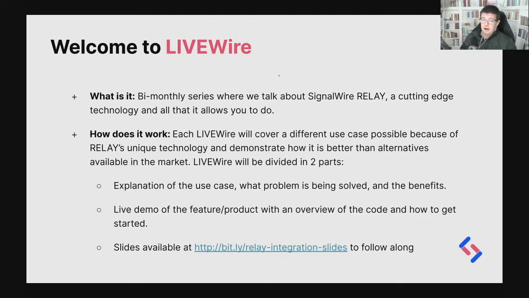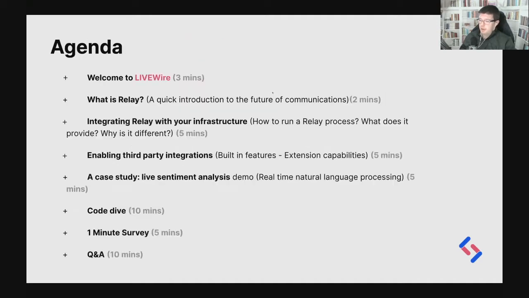Cool. So again, we just did a quick introduction, go through what Relay is. We'll go through how easy it is to integrate Relay with an infrastructure, and especially regarding third-party integrations. That is, libraries or services that you can bring into your app by using Relay as the bridge between your code and third-party services. Then we'll do a live sentiment analysis call, and I will call someone that will act as the agent, and I will complain about something, and we'll see how we get the results in real time from this third-party service that we're using.